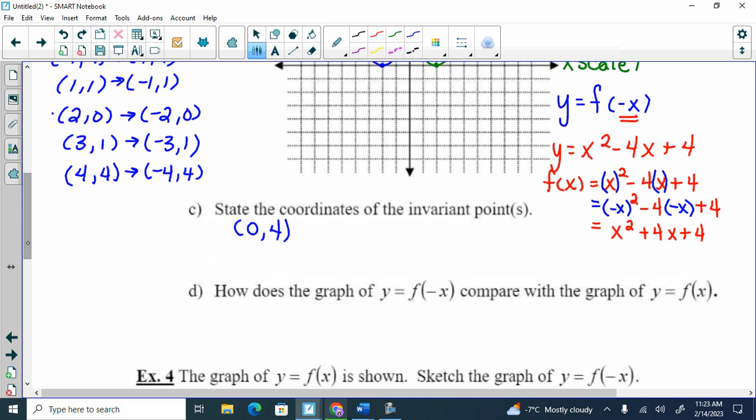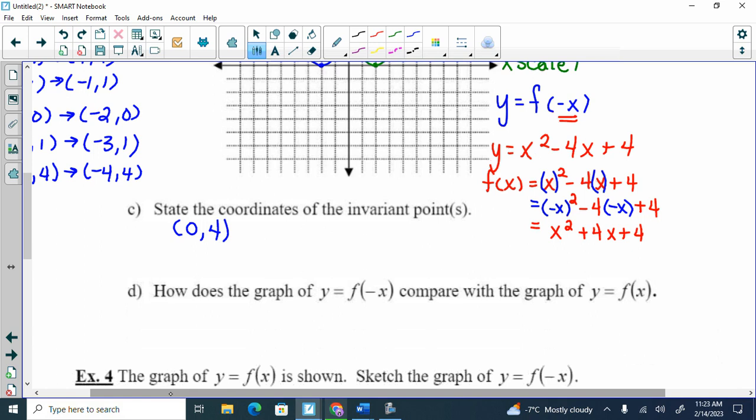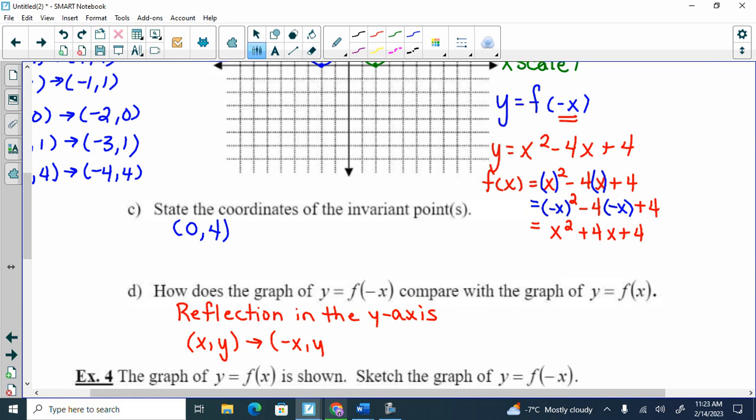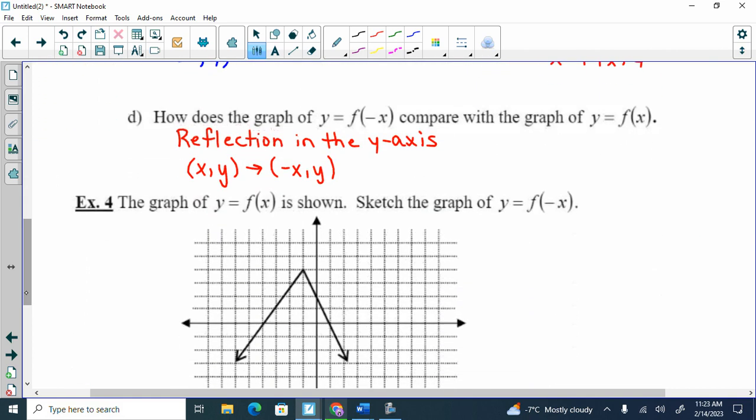Okay? How does the graph of y equals negative f of x compare to y equals f of x? It's a reflection in the y-axis. And your x, y becomes negative x, y. And then I want you to do this one.